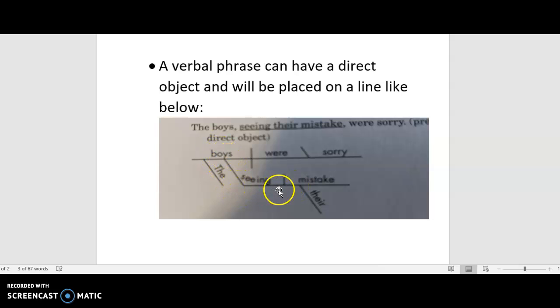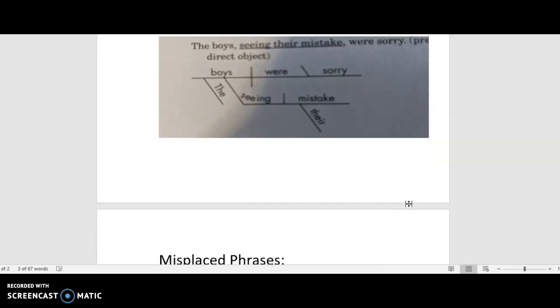So there's our verbal, seeing, but we can answer that what question? Seeing what? Seeing their mistake. Just like when we did verbals before and we had the pedestal, we were able to place direct objects. We're also able to place direct objects here. Seeing what? Seeing mistake. And then whose mistake? Their mistake. So I wanted to show you how to diagram that within what we did in the gray box here, because it is important to remember that. Don't leave that word mistake out.